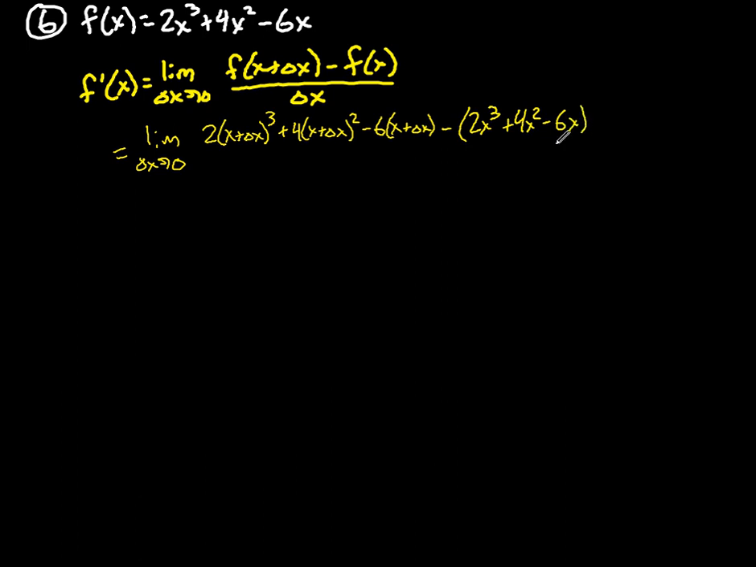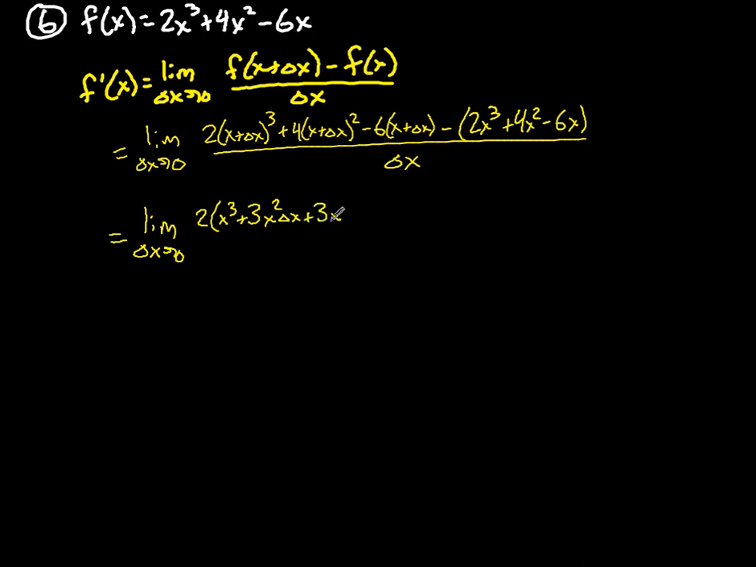Like so. All this is over delta x. Now, I won't give you a cube tomorrow. If I did, I would help you out with the expansion of it, but you should be able to figure that out anyway. This will be 2 times x cubed plus 3x squared delta x plus 3x delta x squared plus delta x cubed. That's just expanding the first part.